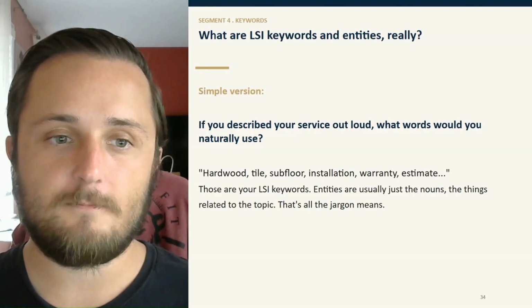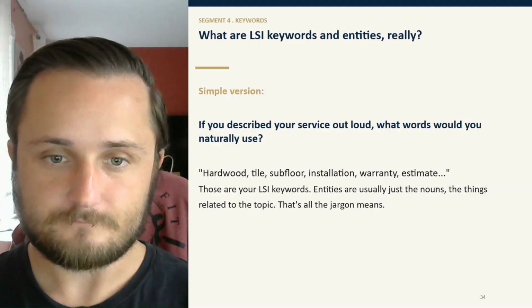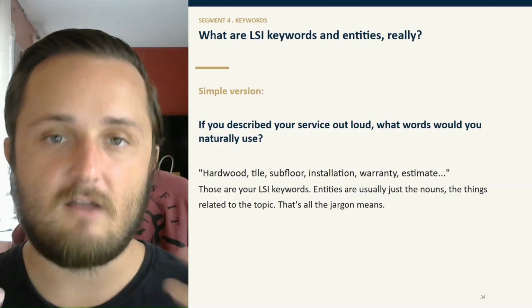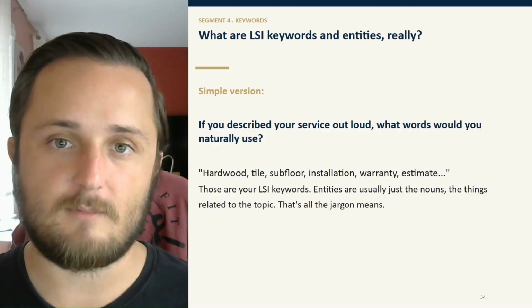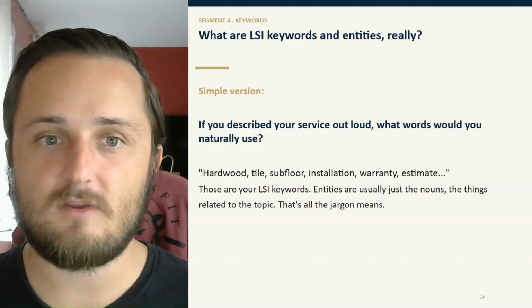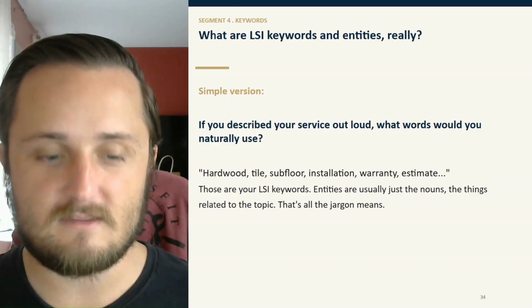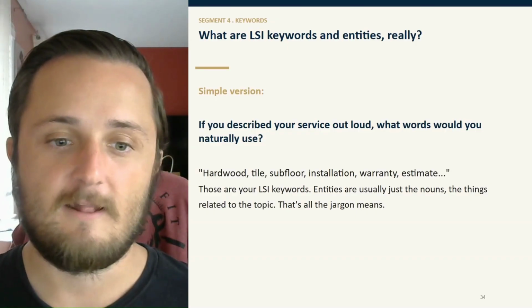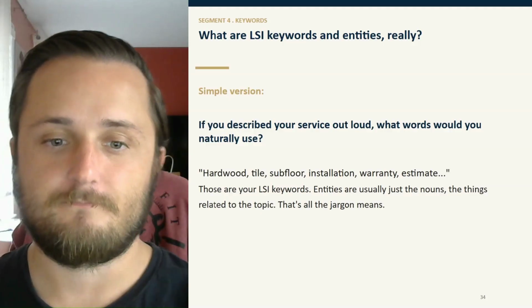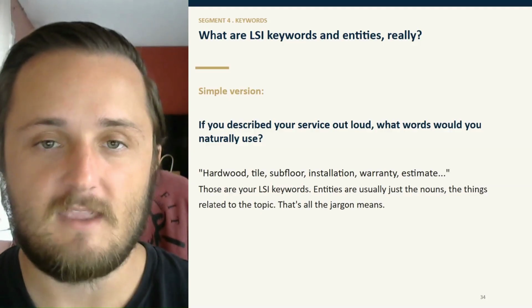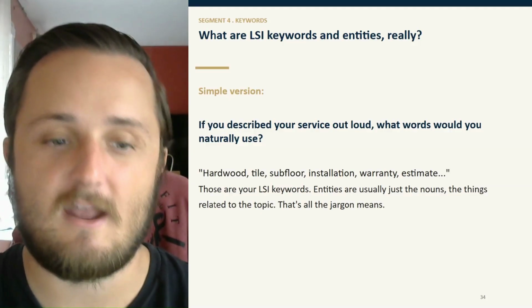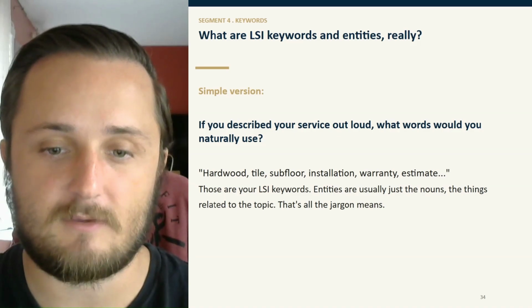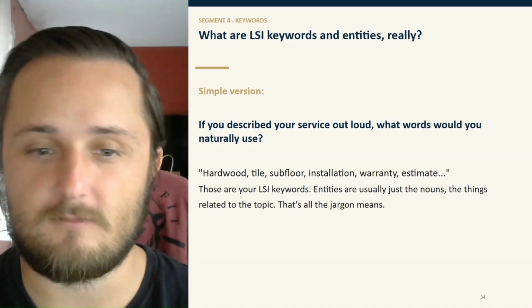These are all the terms that would go in a conversation when talking about the topic. And that's just what LSI keywords are in the most simplistic form. There's nothing crazy that needs to be done. That's just what they are. Now, entities are usually just the nouns, the things related to the topic. That's really all this jargon means.